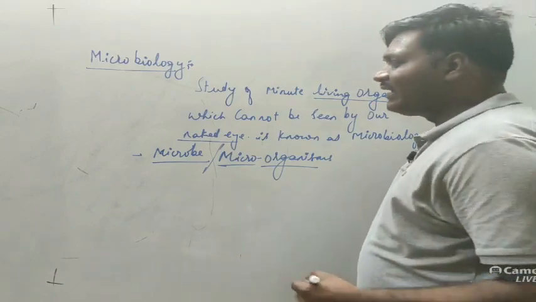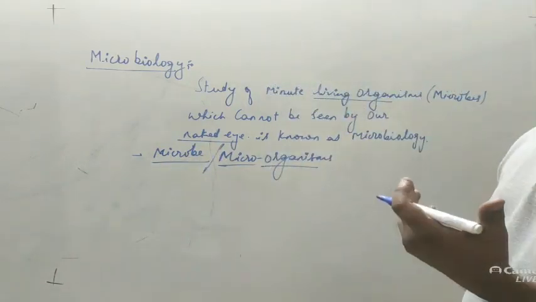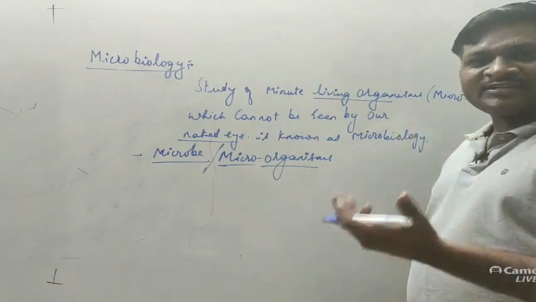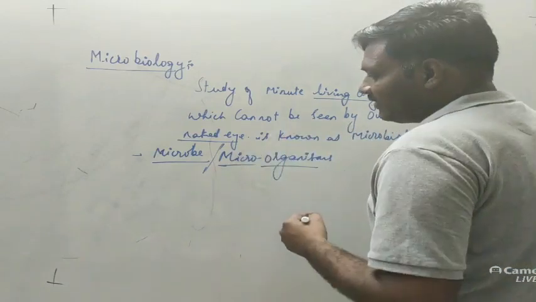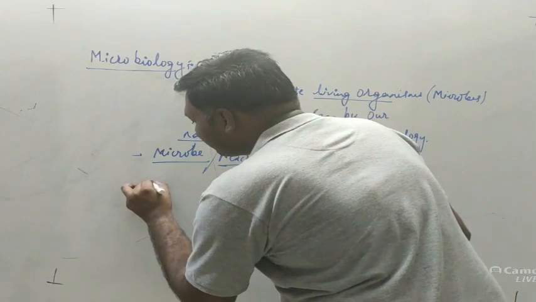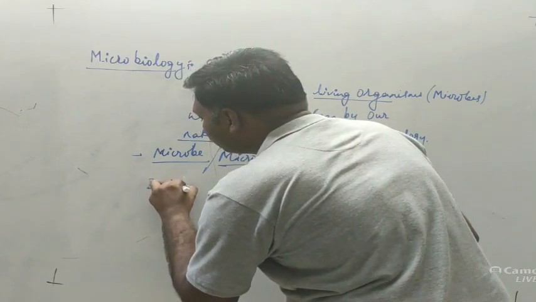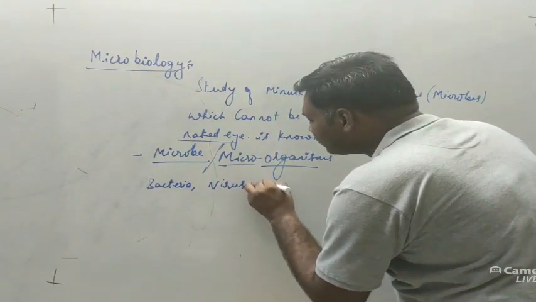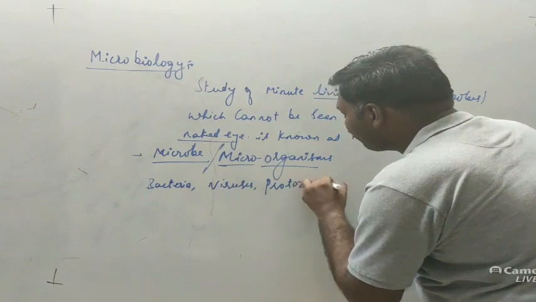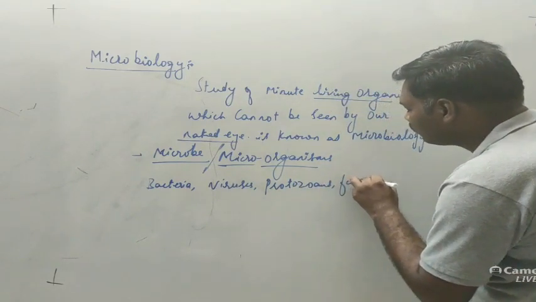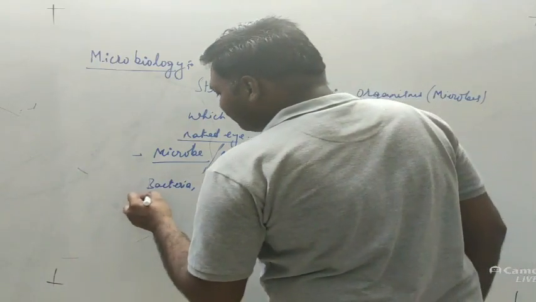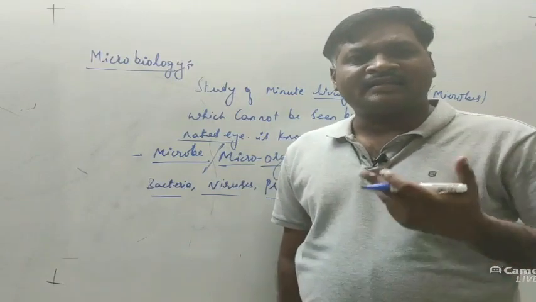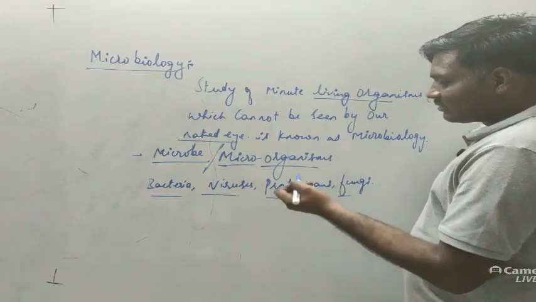Now microorganisms are of different categories. We have also discussed them during the kingdom Monera. According to Whittaker's five kingdom classification, the classification system includes different categories of microorganisms. So let's write down the categories of microorganisms: bacteria, then viruses, then protozoans, then fungi, etc. These are the major categories of microorganisms. There are different types of bacteria seen across the globe, as well as viruses, protozoans, and fungi.